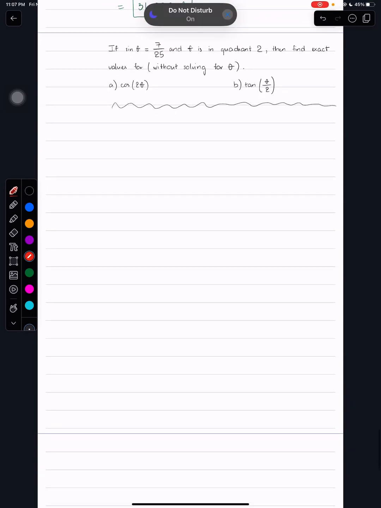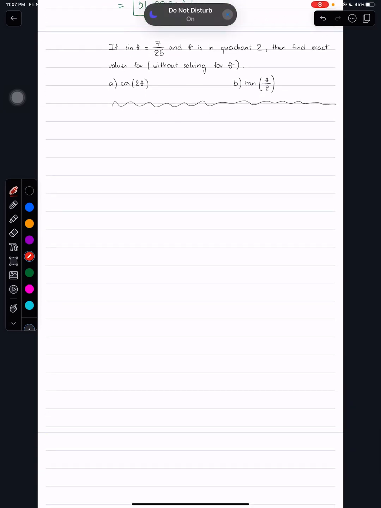For this problem, if sine theta equals 7 over 25, and we know our angle theta is living in quadrant 2, we have to find the exact value, without solving for the angle theta, for A. Let's get to A first. We have a lot of options for cosine 2 theta. We have 3 versions of cosine 2 theta formulas, right?